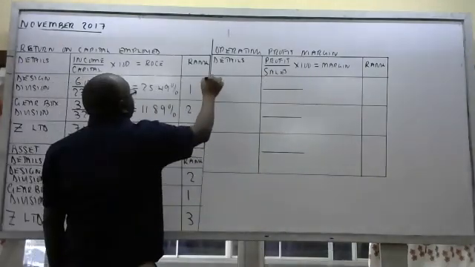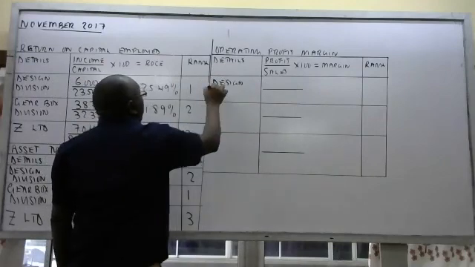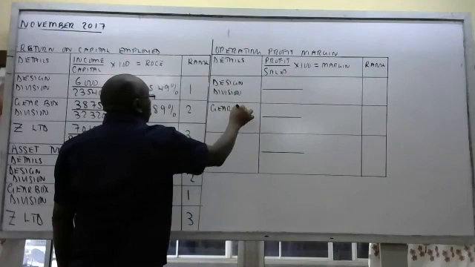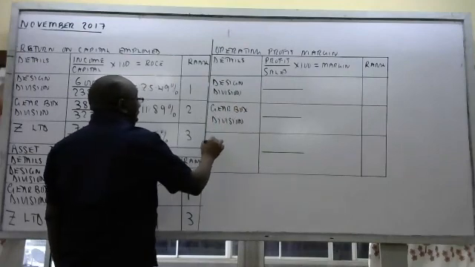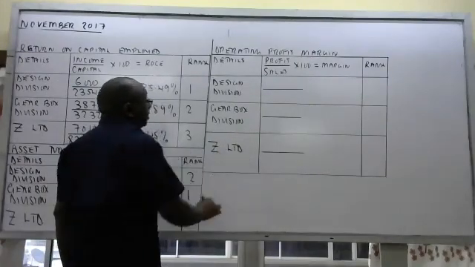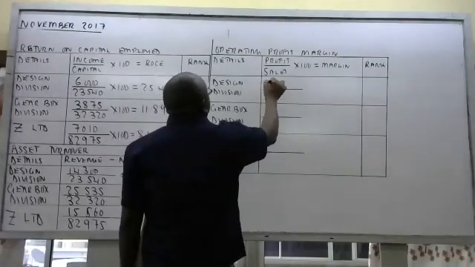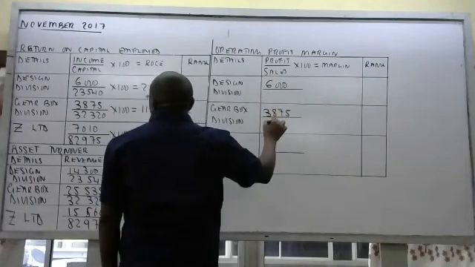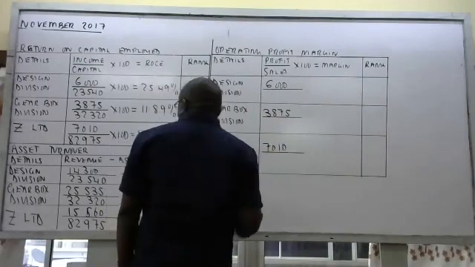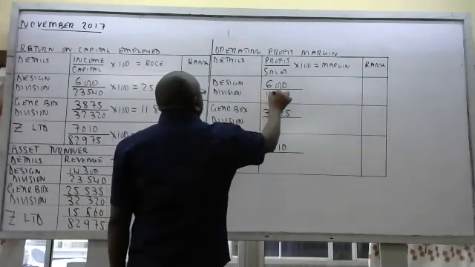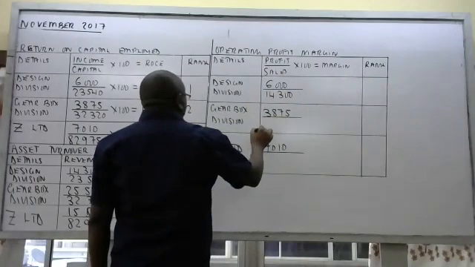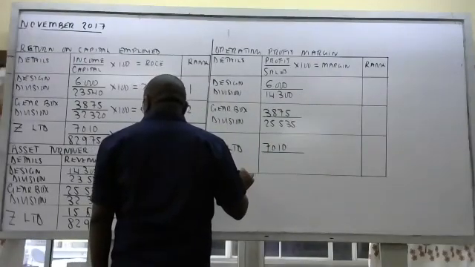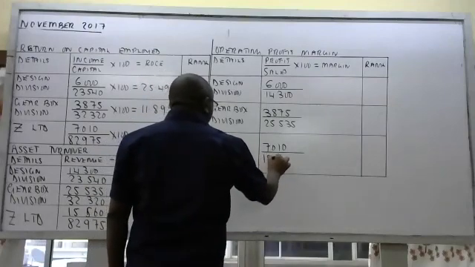So we start with the design division. This will be gearbox division. And this will be Z Limited. So the profit, this is 6,000 here. This is 38.75. And this is 70.10. Revenue is 14,300 here, 25,535, and 15,560.